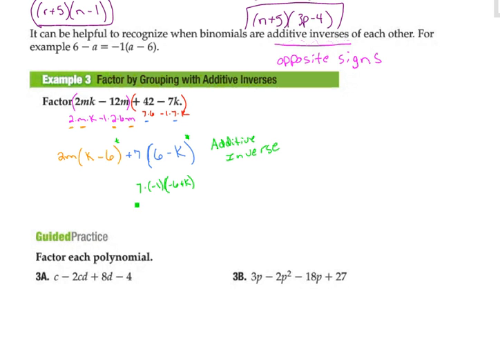So is that the same thing now? Do I have the same term here, the same binomial? Even though they're in different orders, I have a positive k and I have a -6.